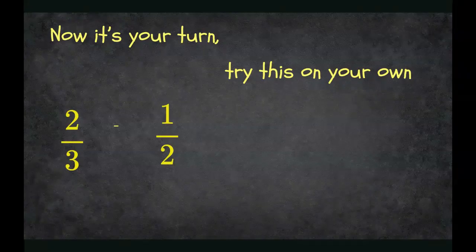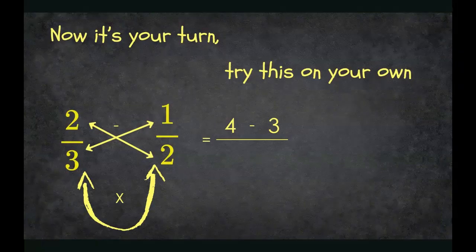All right, so let's see how you did. 2/3 minus 1/2. Again, I'm going to multiply our numerator by our other denominator. 2 times 2, that's going to give me 4. I'm going to cross 3 times 1, which is going to give me 3. So I'm going to go 4 minus 3. And then I'm going to multiply our denominators, 3 times 2, which is going to give me 6. So 4 minus 3 is 1. Denominator stays the same. Bam, you've got 1/6.